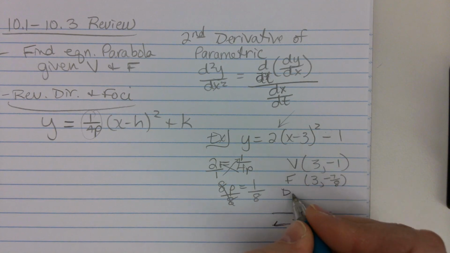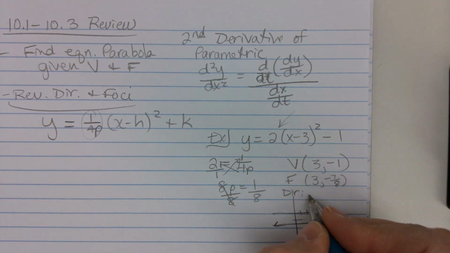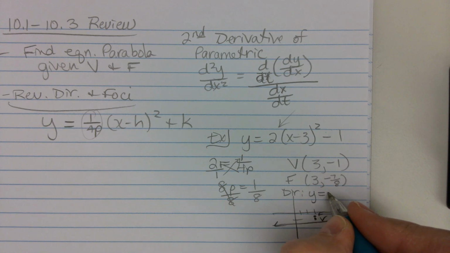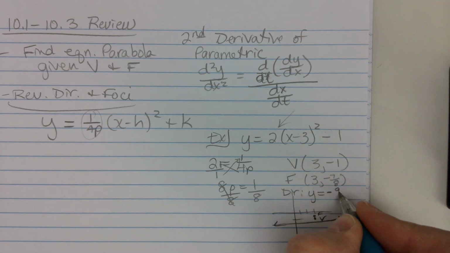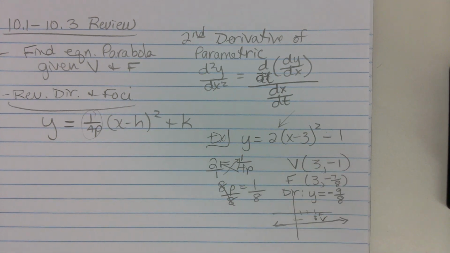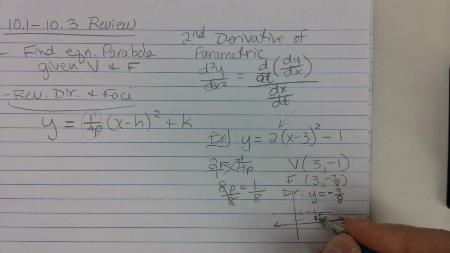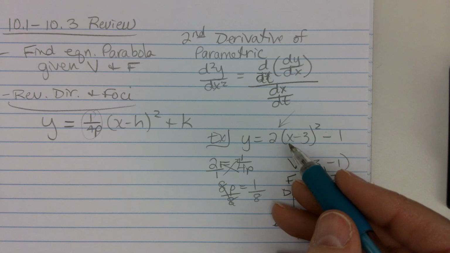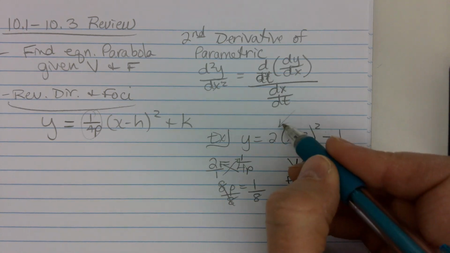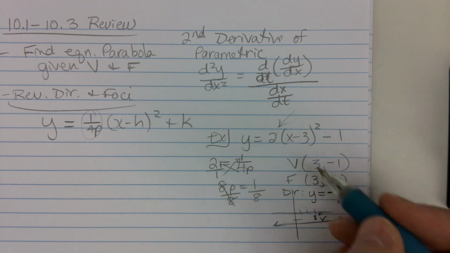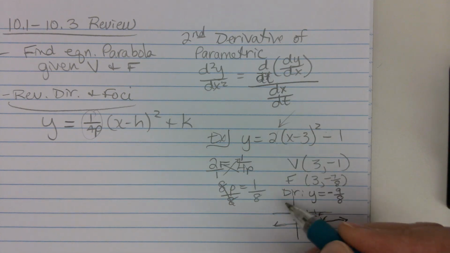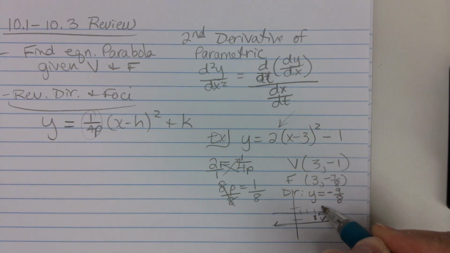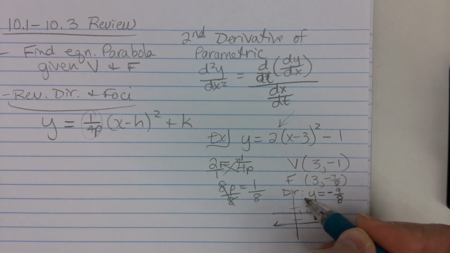And the directrix is simply the opposite of that. We went up 1/8 to get to negative 7/8. The directrix, because it's horizontal, is y equals negative 9/8, 1/8 unit below the vertex. And if I'm sketching the drawing, I still go back to what we did in pre-calc: right one, left one, up two, to show the stretch. Does that make sense?